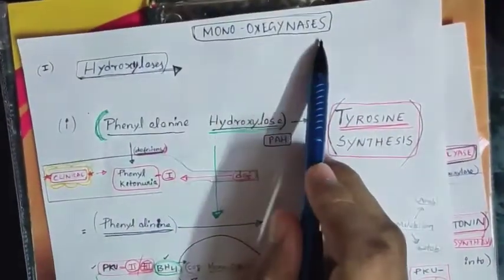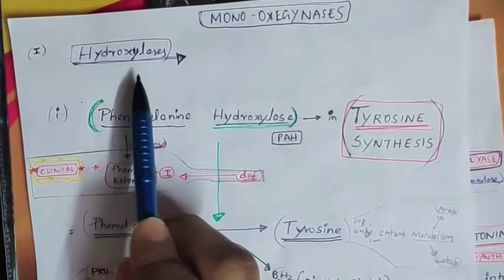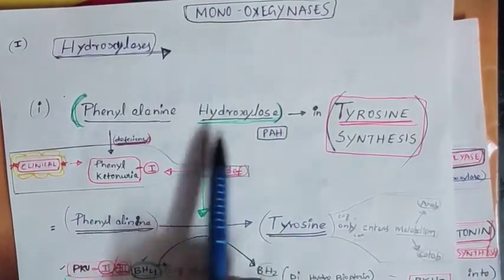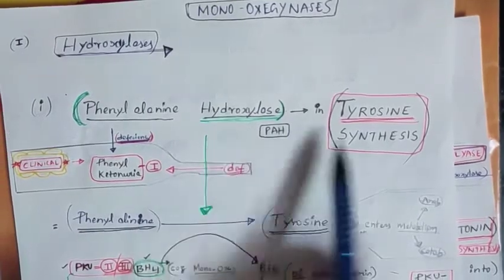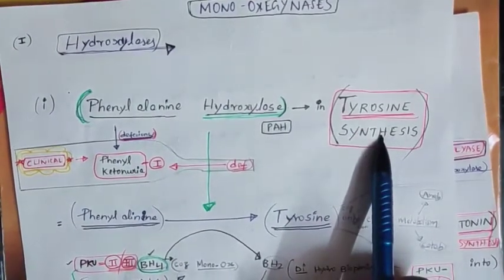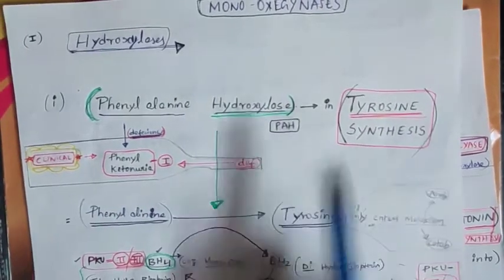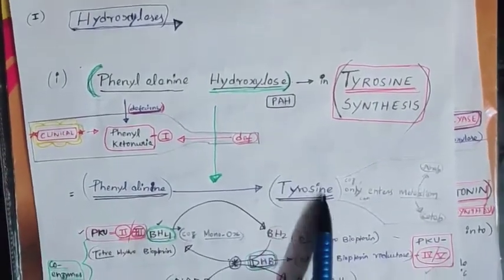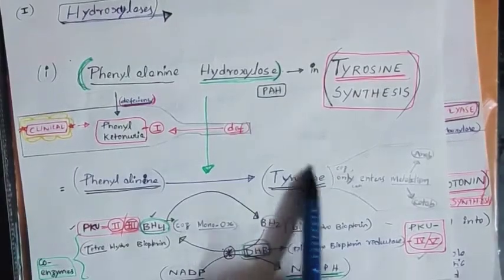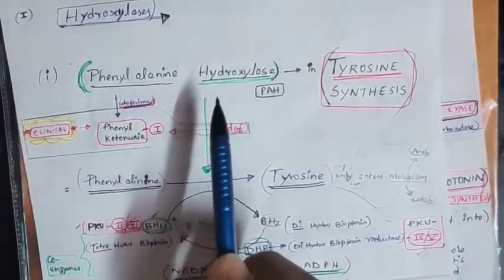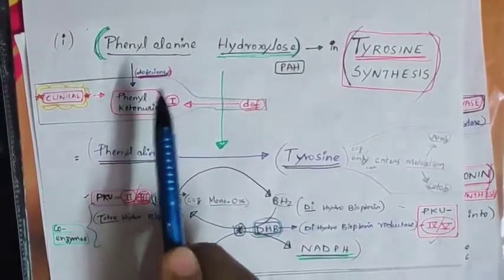Okay. Coming to monooxygenase. In monooxygenase, first we know that hydroxylase is most common. In hydroxylase, the first one is PAH, phenylalanine hydroxylase. This enzyme comes under tyrosine synthesis. This is a very important reaction. You all know tyrosine synthesis. Phenylalanine is converted into tyrosine. Tyrosine is synthesized in this reaction, by phenylalanine hydroxylase. What is happening here? You can see the green colored first.